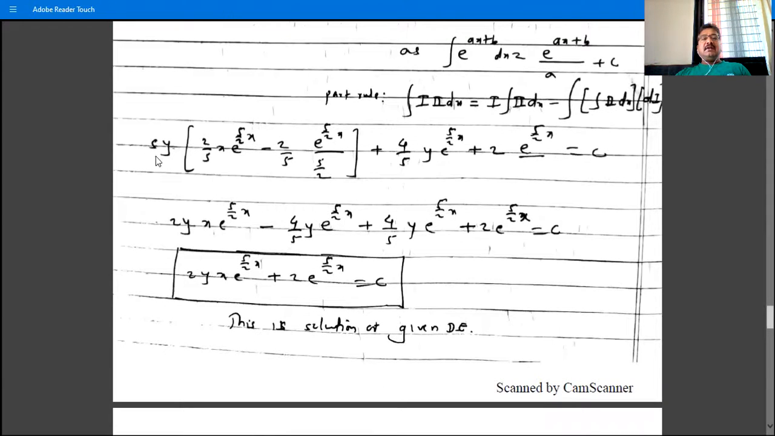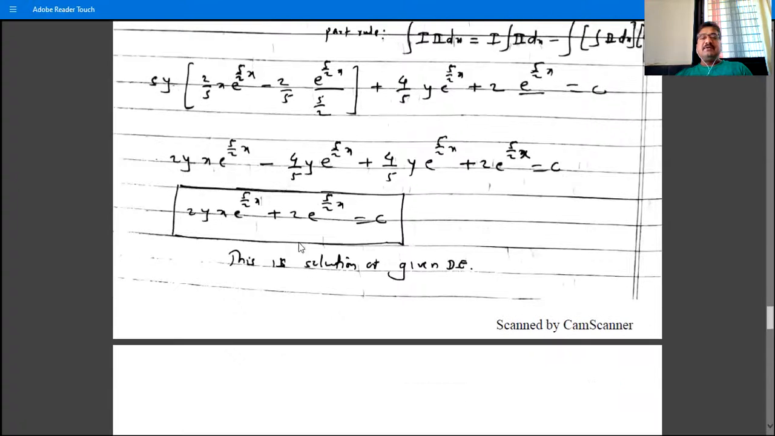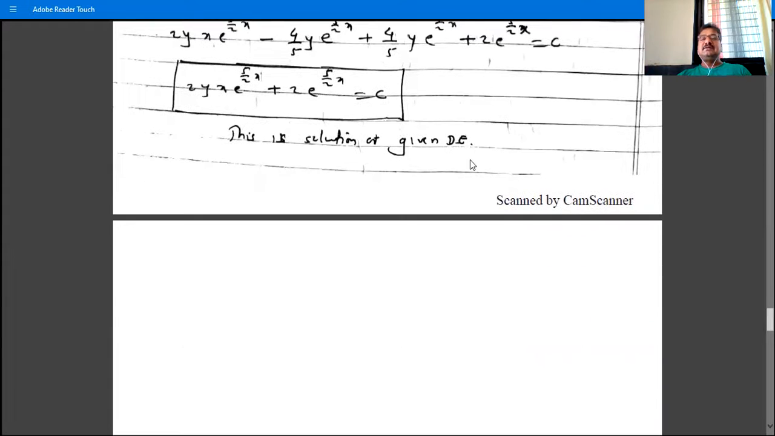And then multiply this 5y in bracket, we have this. This is 2 by 5 into 2 by 5 become 4 by 25, but after multiplication we have again 4 by 5y e raised to 5 by 2x plus similarly these two terms, and then this term gets cancelled, plus minus. So we have, this is the final answer, 2y x e raised to 5 by 2x plus 2 e raised to 5 by 2x is equal to constant. And this is the general solution of the given differential equation.